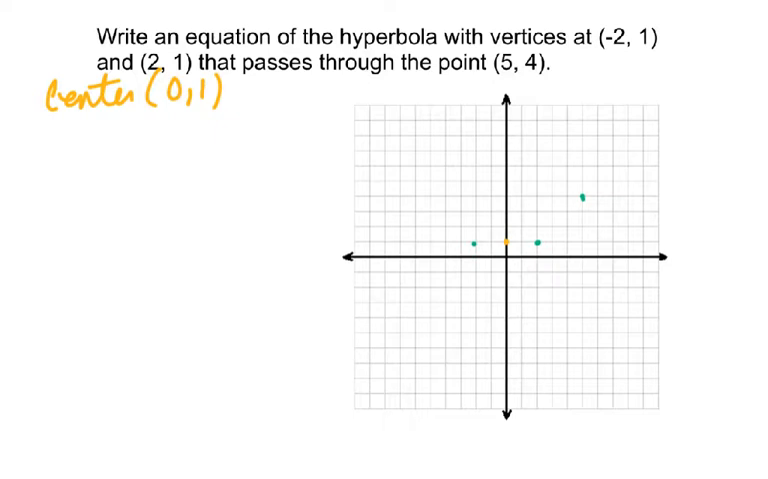So when we go to write our equation, since the vertices are on the same horizontal line, it means that it's opening left and right, which means it will be the x term that has the positive coefficient. So we're going to have (x minus 0) squared minus (y minus 1) squared. We know this is all going to be equal to 1. We have the a value. If we're going from -2 to 2, as far as our vertices for a hyperbola, then a is plus or minus 2. So a squared would be 4.